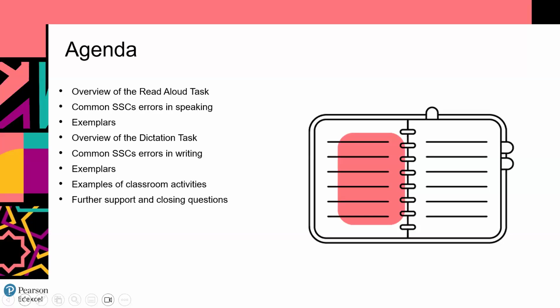So the agenda. We're going to look at the overview for the Read Aloud task, and look at the common SSC errors in speaking. We're going to listen to an exemplar in French, one in German, one in Spanish. Then we're going to look at the dictation task, and again look at some challenges with that task. Then we're going to look at three exemplars, French, German, Spanish. And then we're going to focus on classroom activities. And then we're going to finish with some support, and if you've got any other questions.